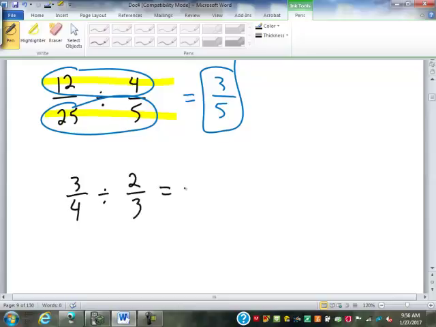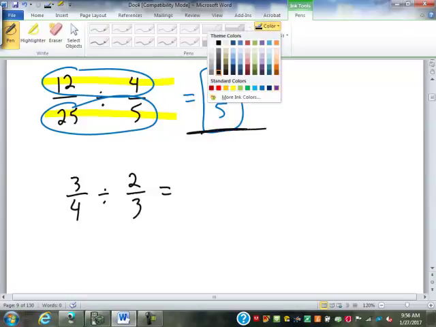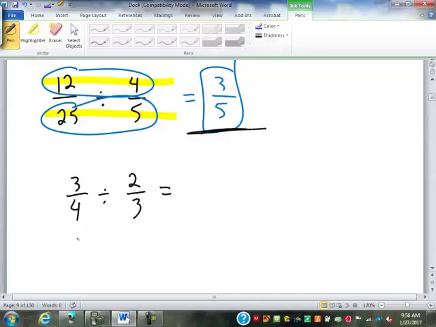3/4 divided by 2/3, that's not going to work out. 3 divided by 2 is 1.5. 4 divided by 3 is 1.33333, or 1 1/3. It doesn't work out nice and even like this one did. What were we taught to do with this? Multiply by the reciprocal. Good.